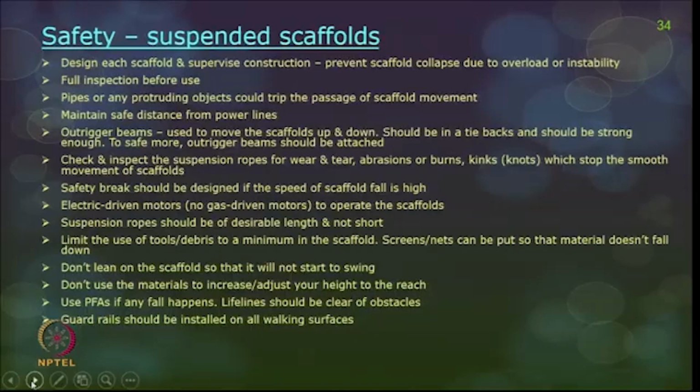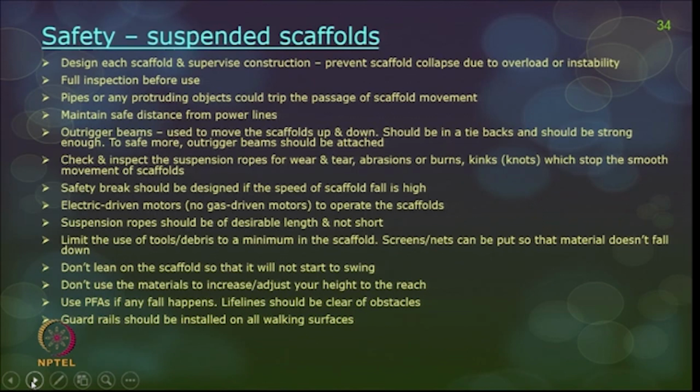And outrigger beams are the beams from where the entire scaffold is hanging, and which are used to move the scaffolds up and down. It should be tied back, should be strong enough, and it should have a strength equal to 2 times or 4 times the maximum intended load of the scaffold, along with the people, material and equipment. To be safer, these outrigger beams should be very rigid and attached onto a particular place.